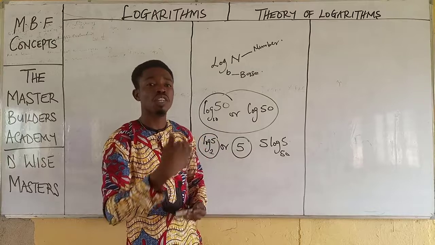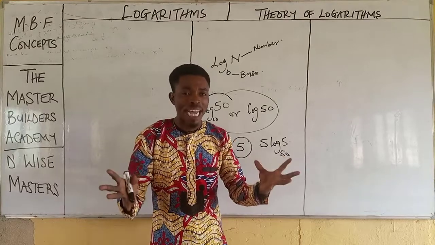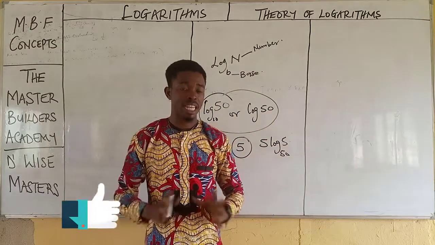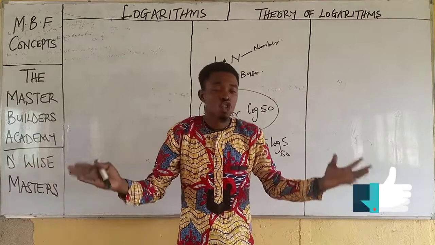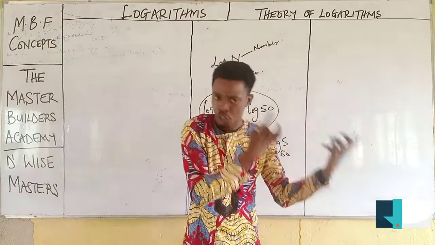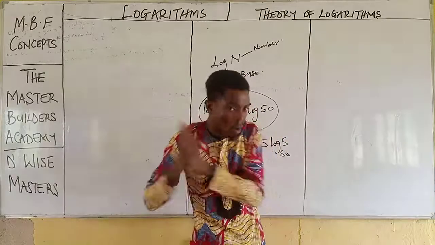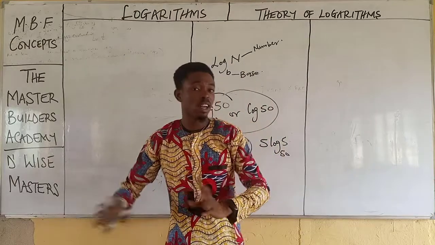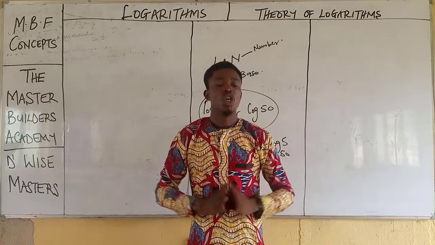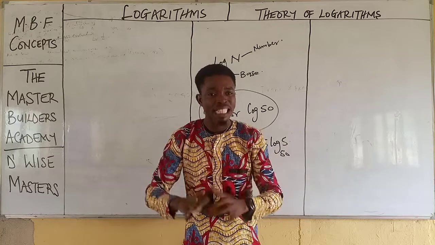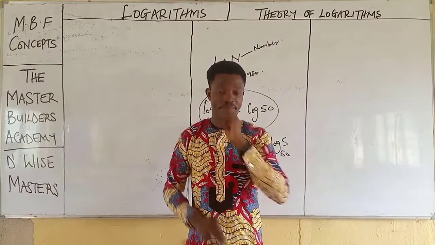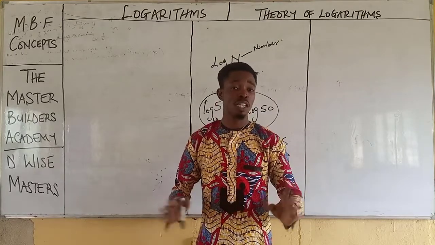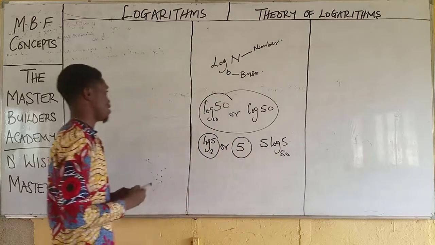So majorly the laws of logarithms come in when you try to combine two or more logs of a number to a base together. Anytime you try to add, subtract, or do any mathematical operations with multiple logs of a number to either the same base or different base, the laws of logarithms come in. So very quickly, we shall be examining the laws of logarithms. And very shortly, what is the first law of logarithms?